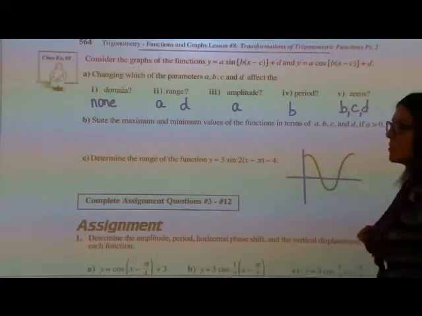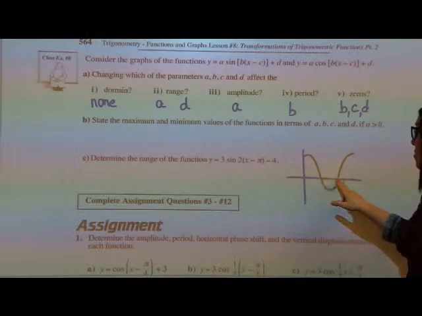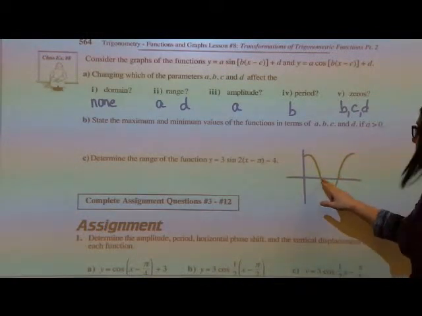Does the amplitude affect the zeros? What does amplitude correspond to? What's happening when I change the amplitude? What kind of transformation? It's a vertical stretch. So what coordinates are being impacted? The y coordinates. And the zeros, what are the y values at the zeros? They're 0. So if I stretch this, is that going to change it?